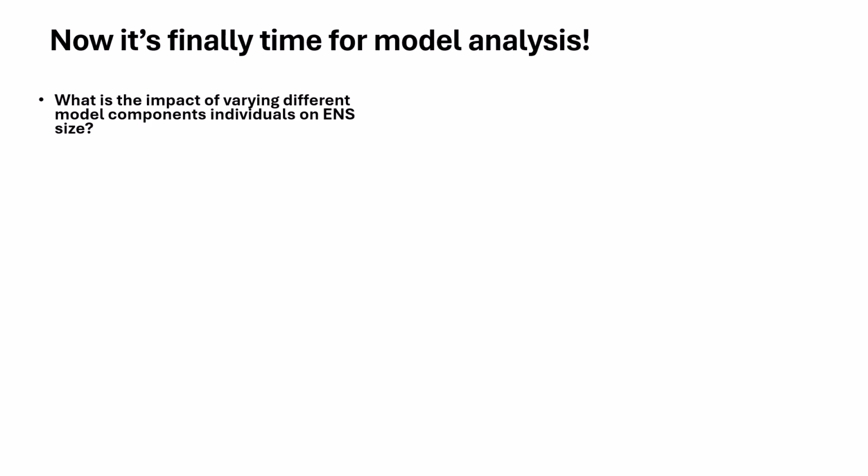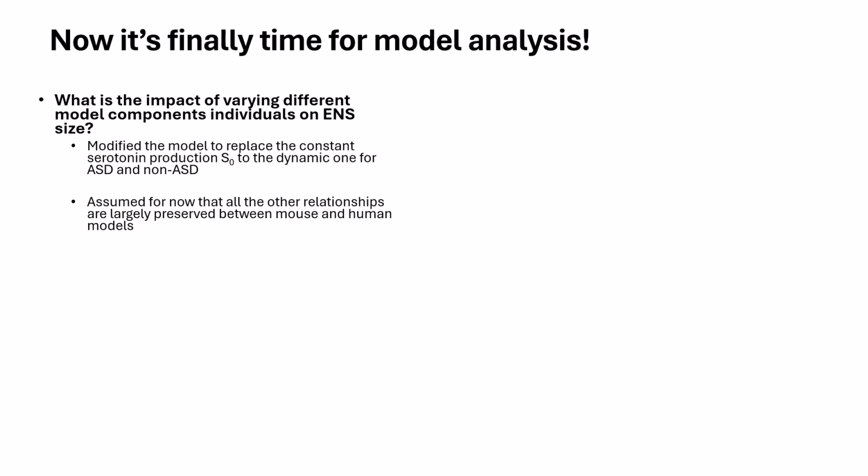I finally get to show my model analysis, because my main question was, what is the impact of varying different model components in individuals on the size of the enteric nervous system? As I said, I modified the model to replace my constant serotonin production term S0, which was just a constant, with this dynamic one that I wrote and parameterized for simulated kids with ASD and non-ASD. I do not know how other parameters or features scale and translate, so for now I'm assuming that all the other relationships are largely preserved. This is a big assumption. If there is more information on it, this can be adapted, but this is what we're working with right now.